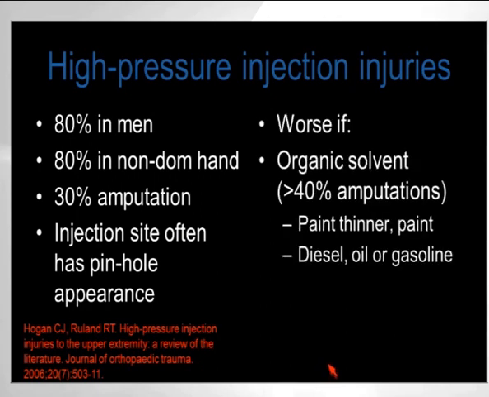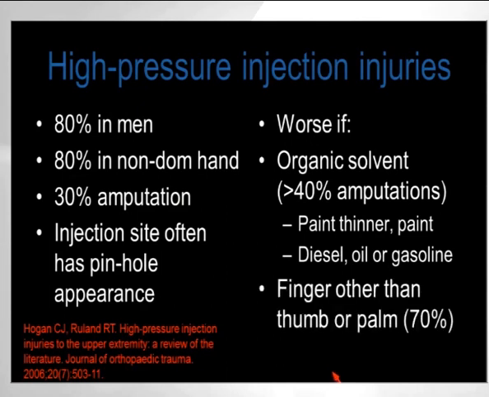They do worse if the solvent that is injected into the hand or foot or arm is of an organic solvent such as a paint thinner, paint, or the derivatives of gasoline, because these substances will cause necrosis and thereby increase the chance that amputation is necessary. It is also important to recognize that fingers other than the thumb or the palm put the patient at increased risk for amputation, up to 70%. And surgical consultation that is delayed, which delays the debridement that may be necessary, also increases the amputation rate.